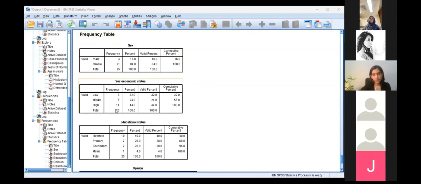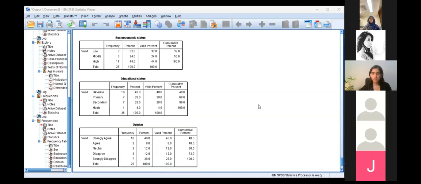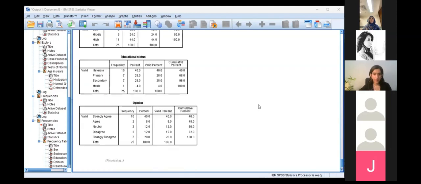So anyone wants to interpret this socioeconomic status? Can anyone tell me in which category the proportion of patients is higher? We can see that about 44% of the patients belong to a high socioeconomic status. So that's higher, right? When you talk about educational status, can anyone interpret the table? Illiterate. Excellent. So 40% of the patients are illiterate, right?